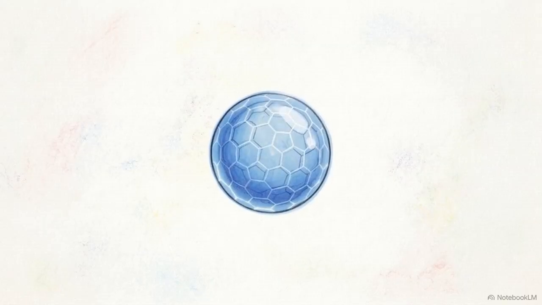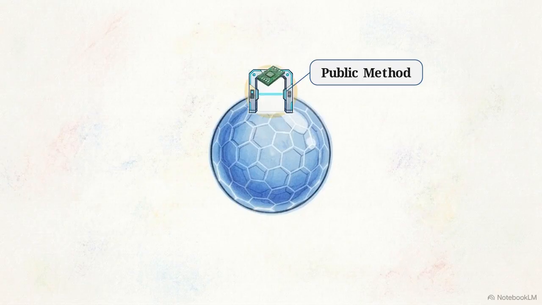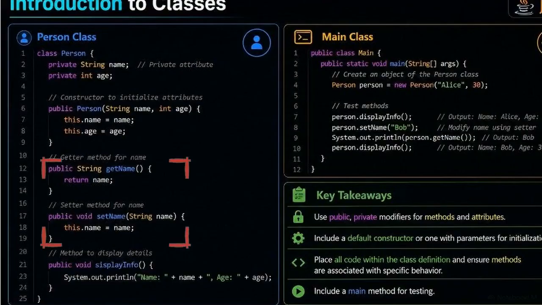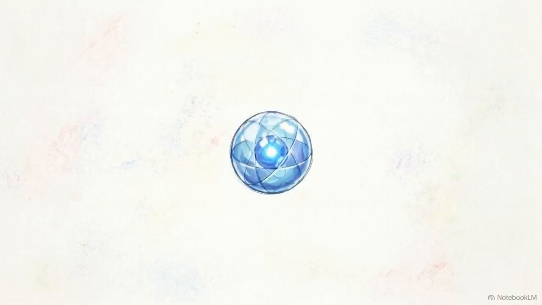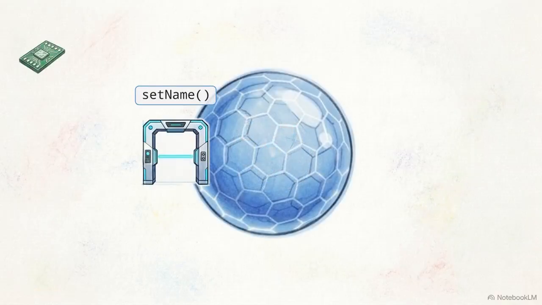The rest of the program still needs to interact with this data, but on the object's terms, through controlled public gates. This is why we write getters and setters. These are authorized public methods specifically designed to read and modify the private state. Instead of forcing new data directly into the variable, an external script calls the setName method. The method safely penetrates the shield, validates the input if necessary, and executes the update internally.